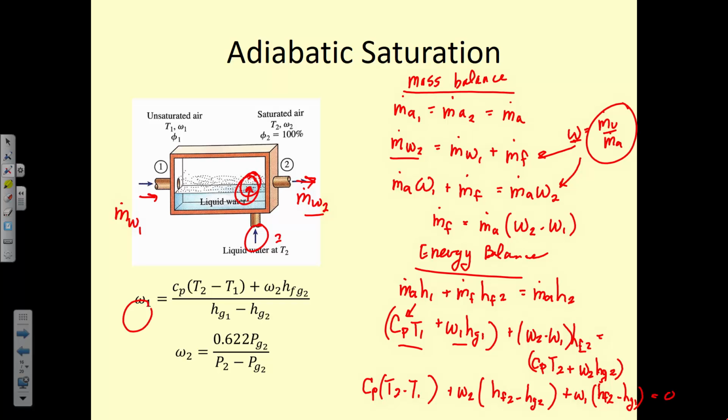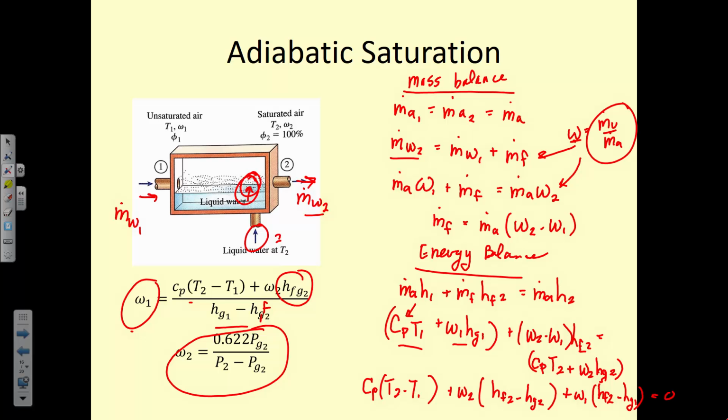So then if we rearrange and solve for omega, we get this result here. C sub P times T2 minus T1 plus omega 2 times HFG, which is H sub G minus H sub F, over HG1 minus H. That should be an F2, I believe. Let me double check that. Yeah, it's an HF2, so I need to fix that in the slides. And then omega 2 from before is this value as given.